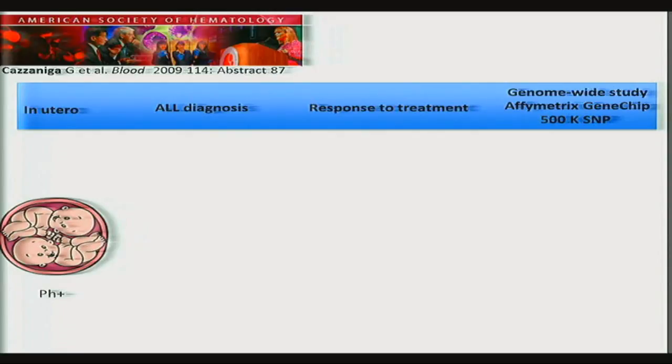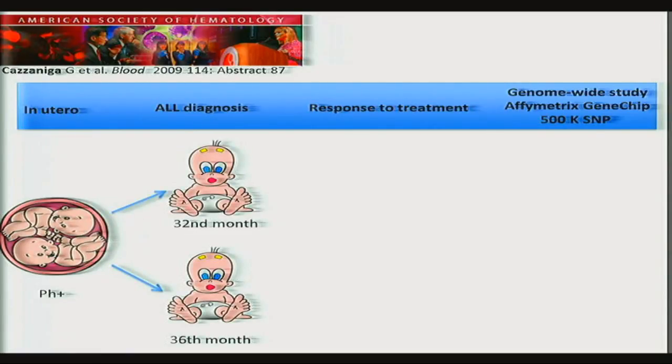I think it's a very elegant paper presented by Gianni Casaniga some years ago during the ASH meeting in New Orleans. He just showed the twins, monozygotic twins. Both of the twins developed leukemia. Both are positive for BCR-ABL fusion. And as you see, both these guys developed leukemia at a very similar time point of age.